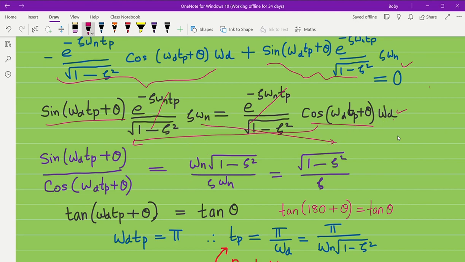So what is in the denominator? Omega d divided by zeta omega n. So omega d is what? Omega d is omega n into root of 1 minus zeta square. So this omega n gets cancelled out. What is on the right hand side? Root of 1 minus zeta square divided by zeta. So on the left hand side, this is sine by cos, which is equal to tan of omega d tp plus theta, which is equal to tan theta, because this root of 1 minus zeta square by zeta, we know that is equal to tan theta.